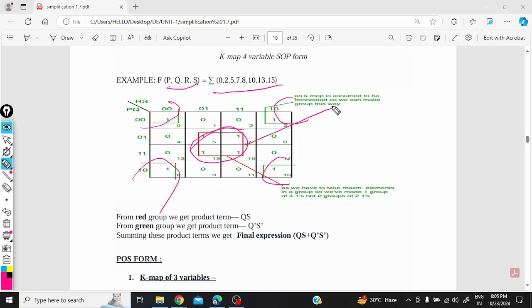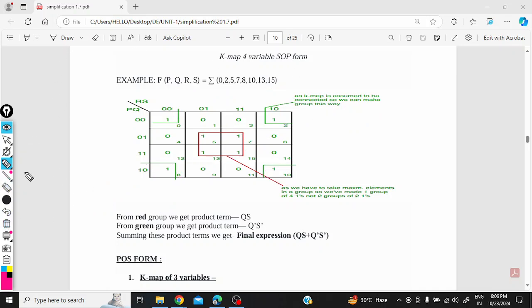Now when I take this particular group, on the left side 0 1 1 0 means the first bits are changing, the next bits are not changing, constant. So q is constant, I'm writing q. On the top 0 1 and 1 1 means s is constant, so I'm writing s here. For all four corners, 1 0 and 0 0, so 0 is constant, that is q bar. On the top side 0 0 and 1 0 means s bar is constant, so my final expression is qs plus q bar s bar.